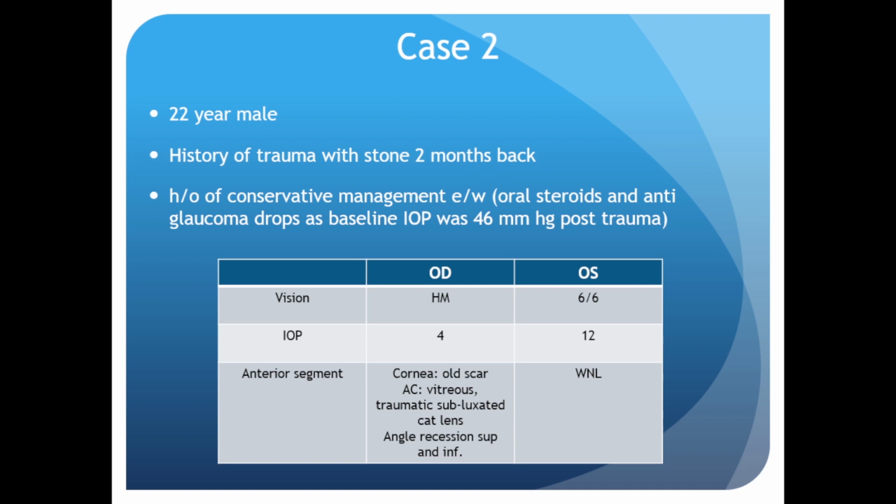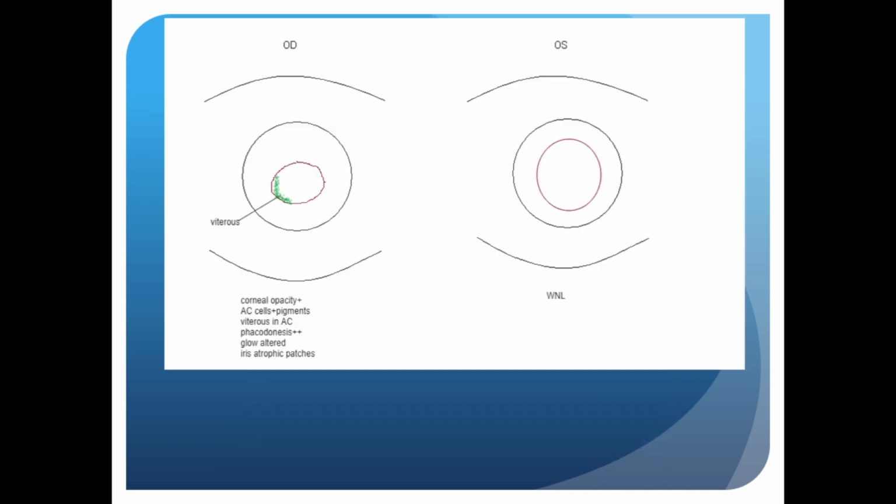In the right eye, he visited us with vision of hand movement, intraocular pressure of 4, and anterior segment findings with some old scars. The AC had some vitreous, a traumatic subluxated cataractous lens was seen, and angle recession was present superiorly and inferiorly. The other eye was absolutely normal. So this was the anterior segment picture, though we can see some vitreous part, and the rest I have told.